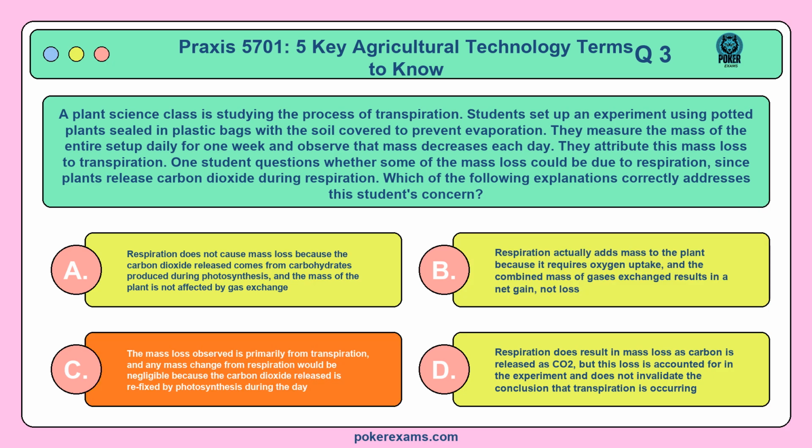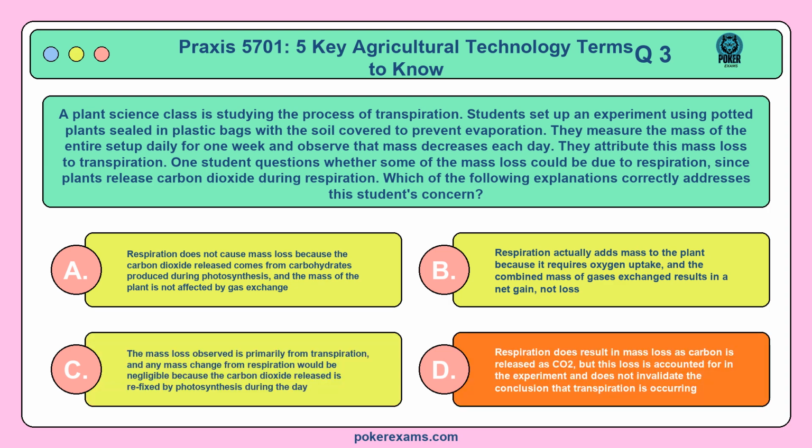C. The mass loss observed is primarily from transpiration, and any mass change from respiration would be negligible because the carbon dioxide released is refixed by photosynthesis during the day. Or D. Respiration does result in mass loss as carbon is released as CO2, but this loss is accounted for in the experiment and does not invalidate the conclusion that transpiration is occurring.